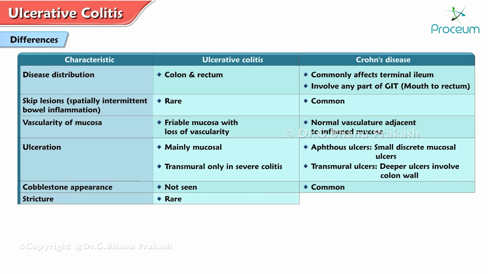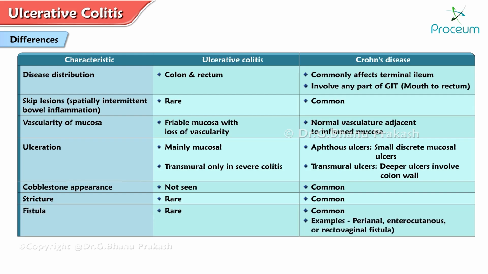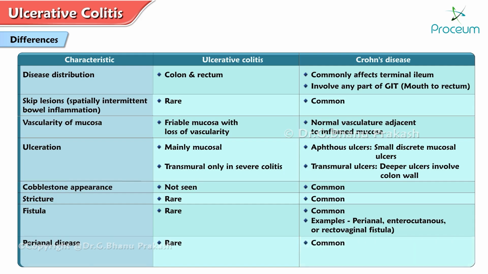Stricture, rare in ulcerative colitis, common in Crohn's disease. Fistula, rare in ulcerative colitis, common in Crohn's disease. For example, perianal, enterocutaneous, or rectovaginal fistula. Perianal disease, rare in ulcerative colitis, common in Crohn's disease. For example, perianal fistula or deep anal fissure.